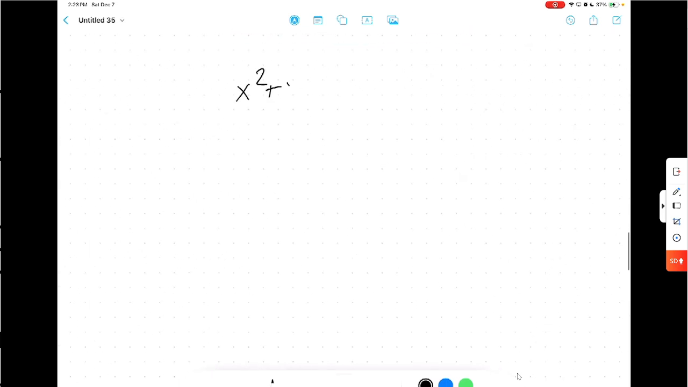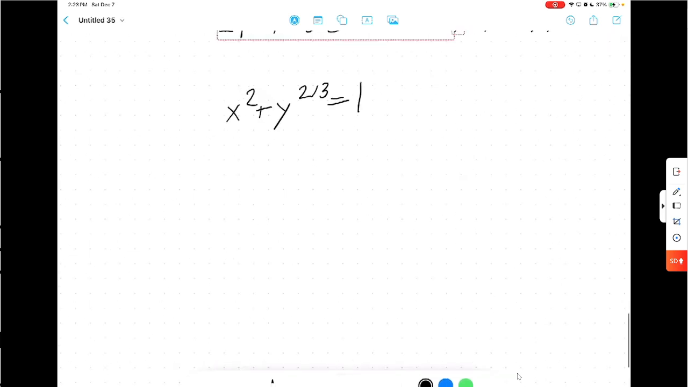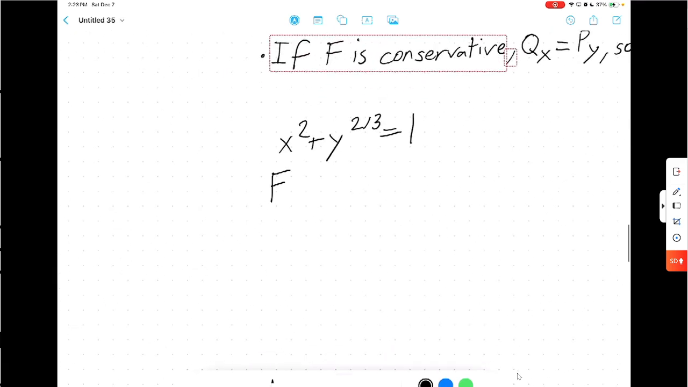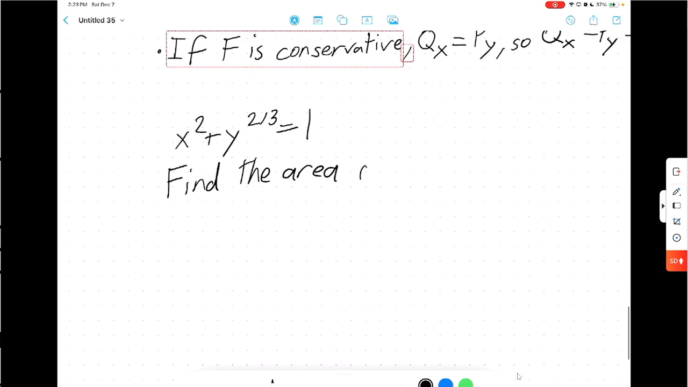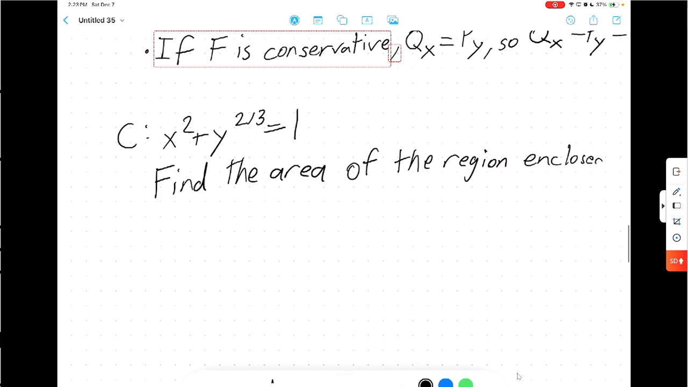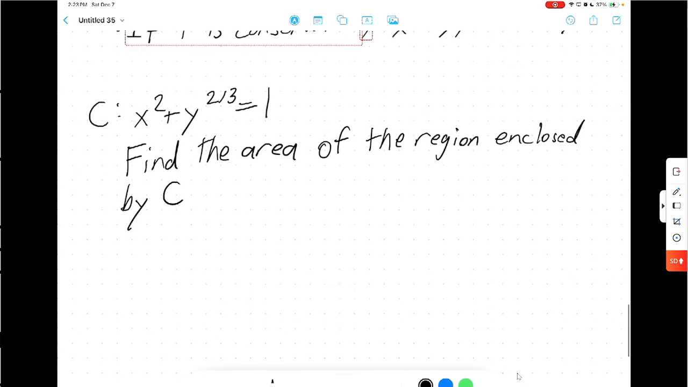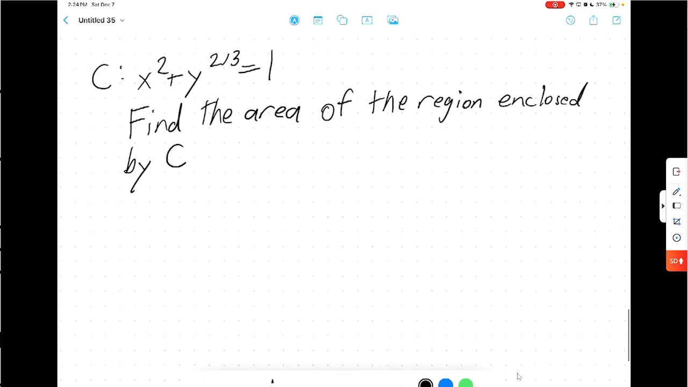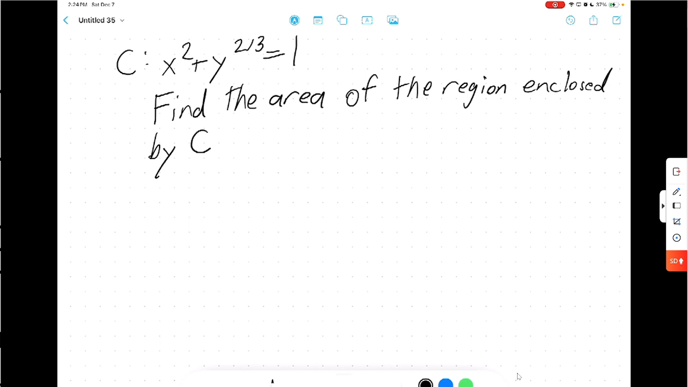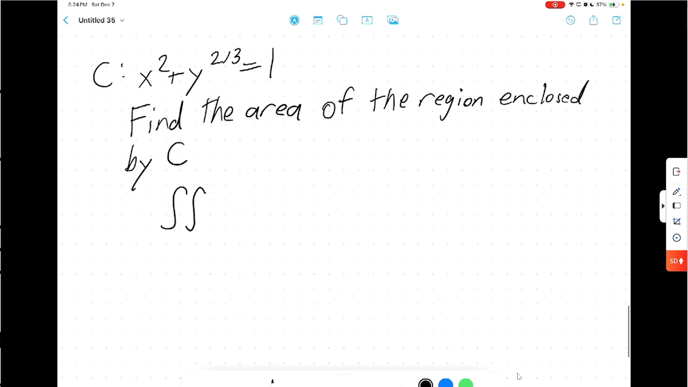So this is the one with x squared plus y to the 2/3 is equal to 1. That was from the lecture notes, and it said to find the area of the region enclosed by C, which is given to be this function here. This is in your lecture notes, but I'm going to go through this one again because I like how it goes. I'm just going to stop once we get to the evaluation point, because that part is tedious and I think it's not helpful.